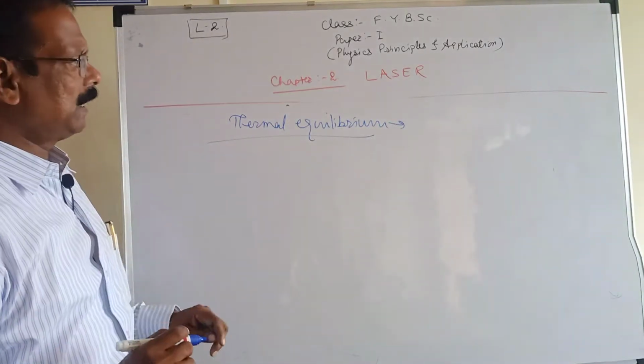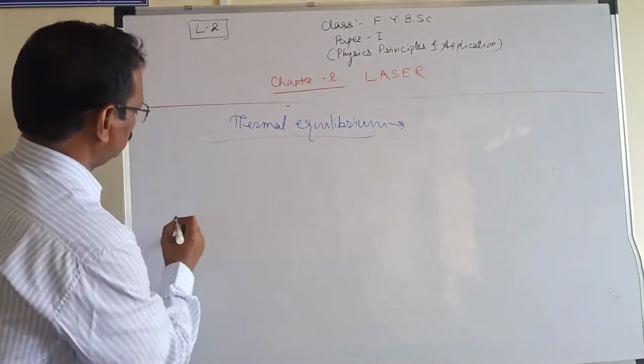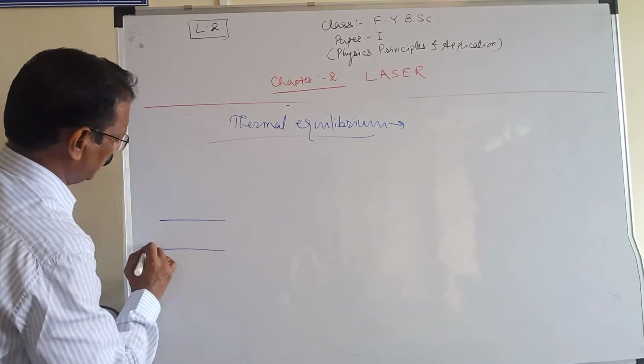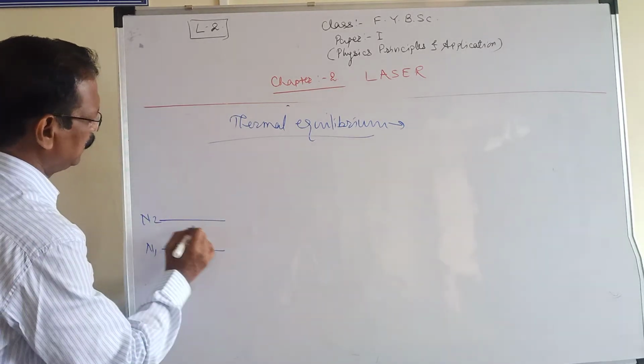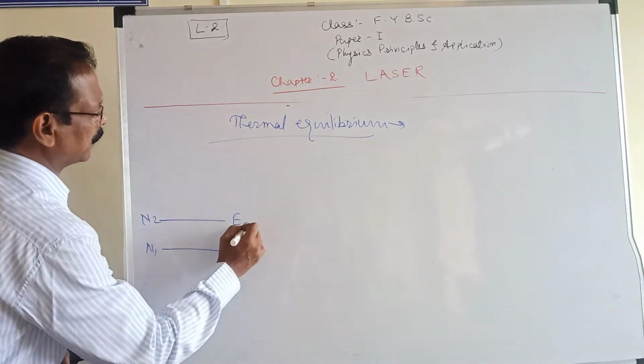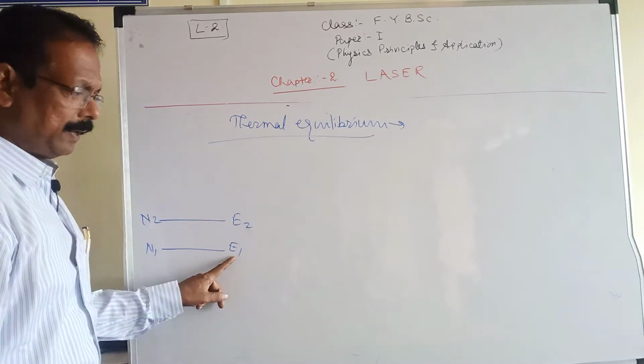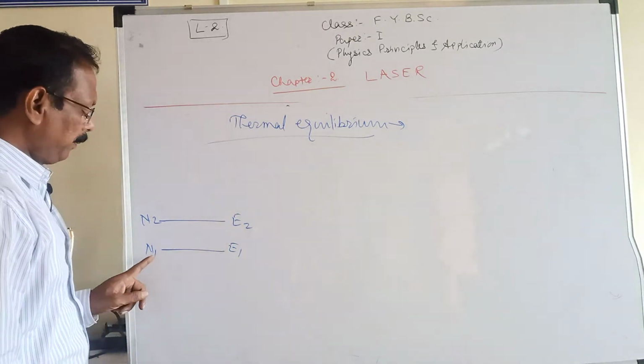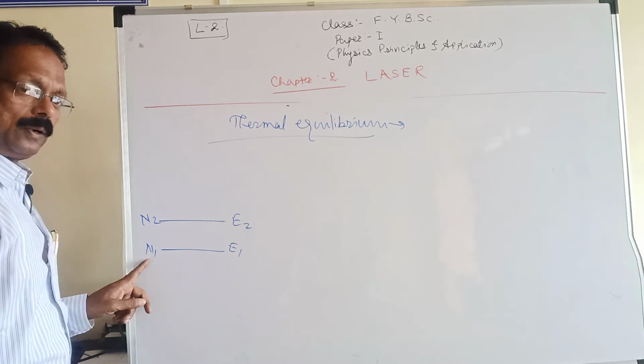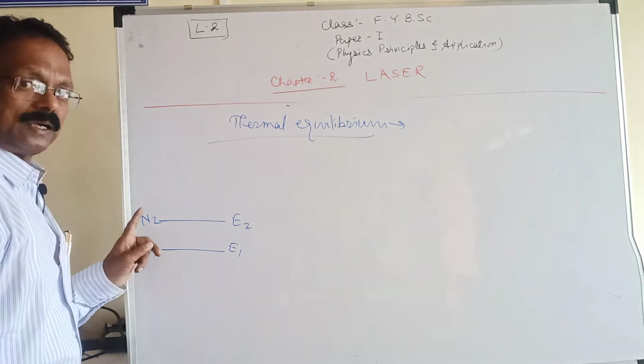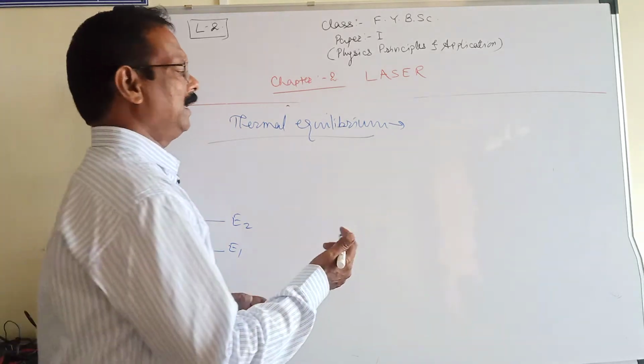As I told you last time, this is the ground state atom. It is your N1, it is your N2, it is your E1 and it is your E2. These are the ground state energy level and the higher energy level. N1 is the number of atoms in the ground state energy level and N2 is the population of atoms in the higher energy level. So what is N1?